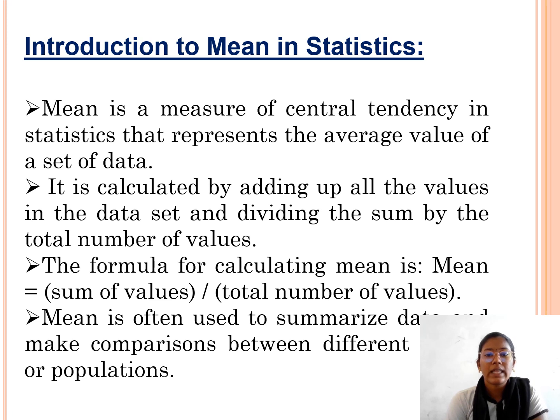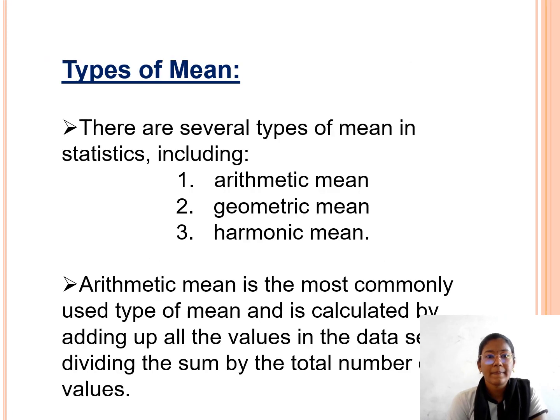In the first topic, introduction to mean in statistics, mean is a measure of central tendency in statistics that represents the average value of a set of data. It is calculated by adding up all the values in the dataset and dividing the sum by the total number of values. The formula for calculating mean is equal to sum of values by total number of values. Mean is often used to summarize data and make comparison between different groups or populations.